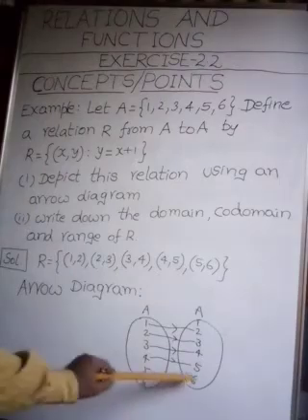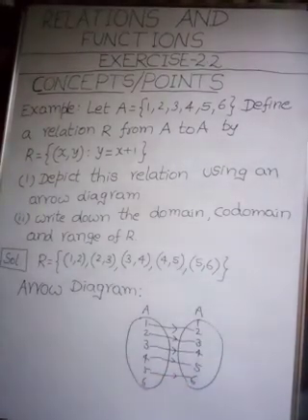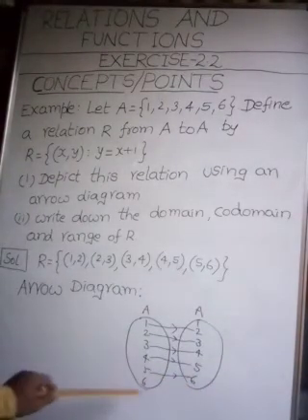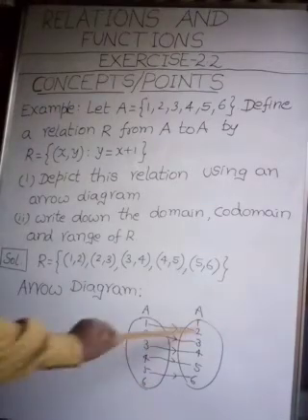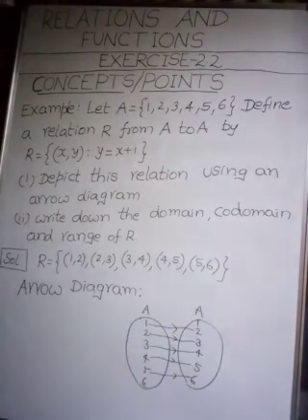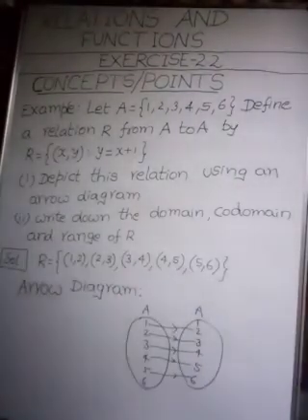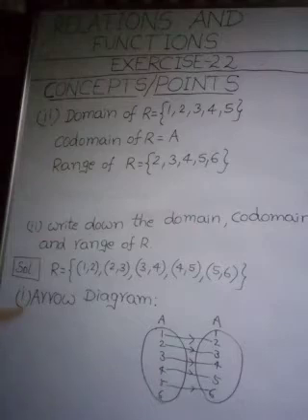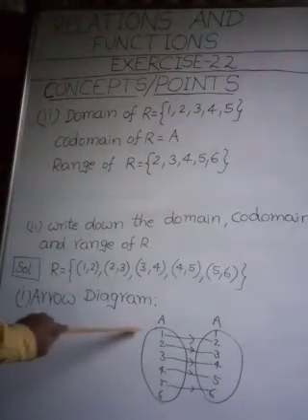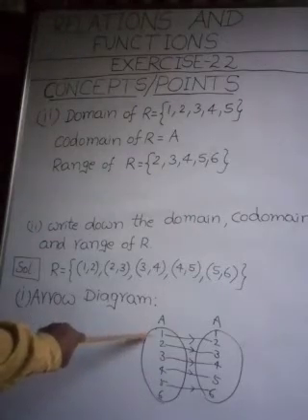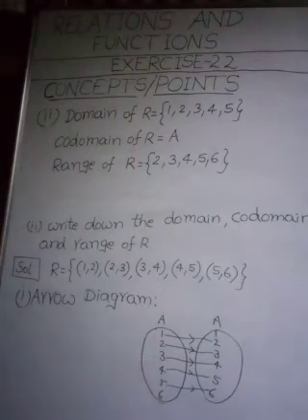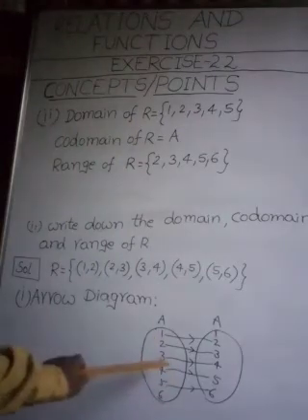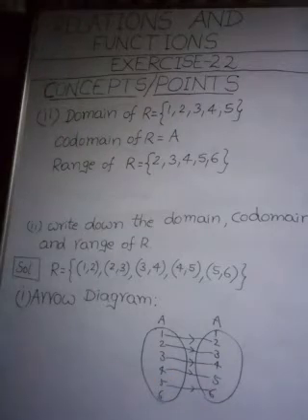So I have drawn an arrow from 5 to 6. Here 6 is not taken to draw an arrow. Here also 1 is left. Understood this arrow diagram, my dear children? Right. So this is the first part of the question. We have represented the relation R by the method of arrow diagram. This is a visual representation of the relation R.